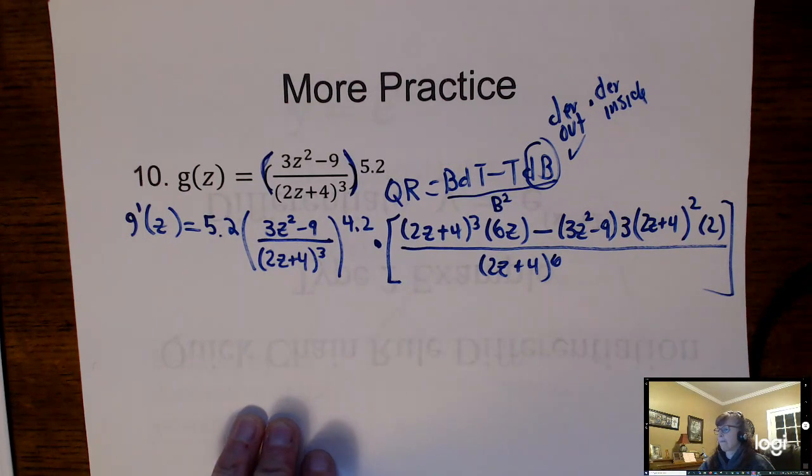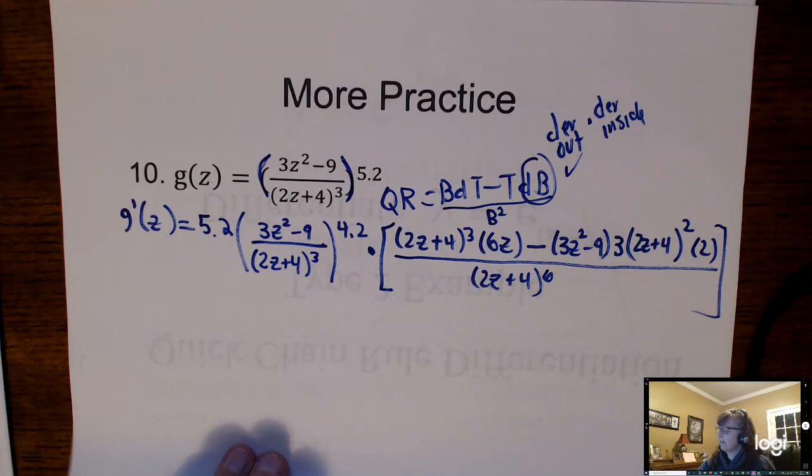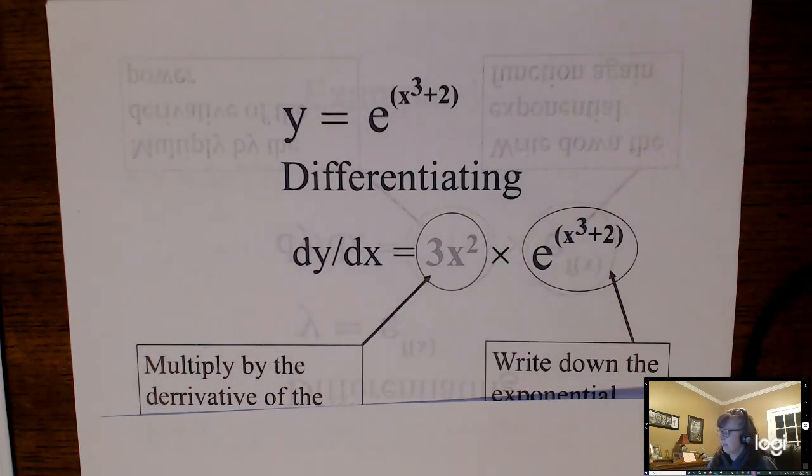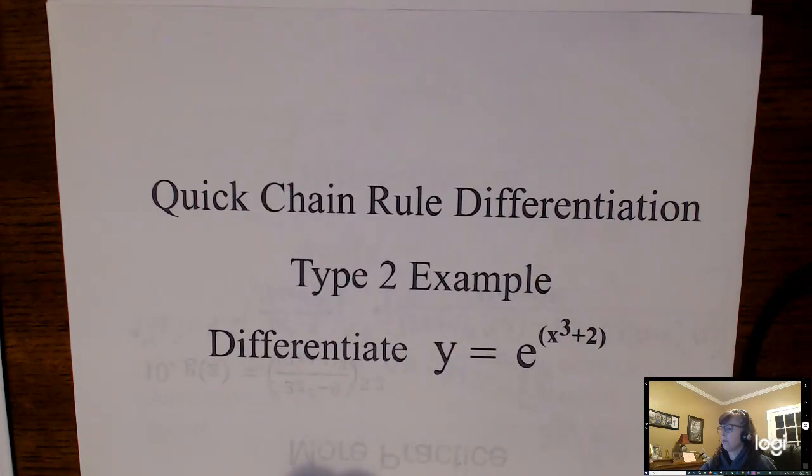So that's the end of the chain rule for polynomials. And now we'll move to chain rule for e functions and natural log functions.